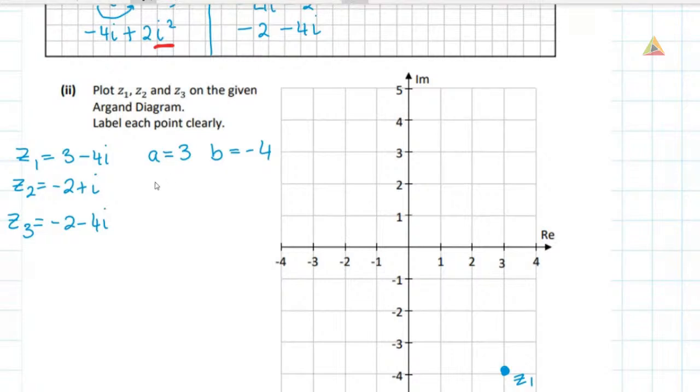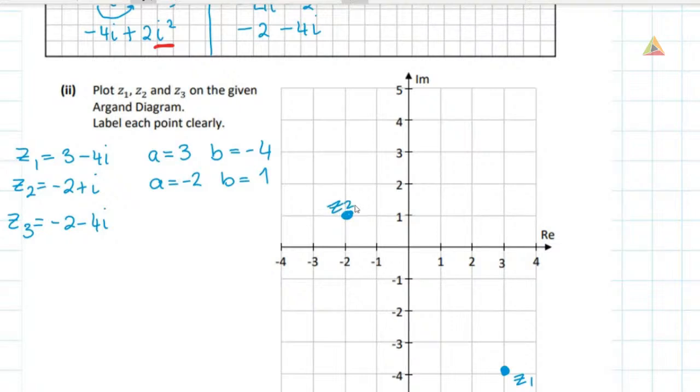Z2, we're going to look, the real part is -2. And the imaginary part is the coefficient of i. So here we just have plus i, so that's going to be a 1. So we go across to -2 and we go up to 1. And I'm going to draw my dot at the junction between those and label it Z2.